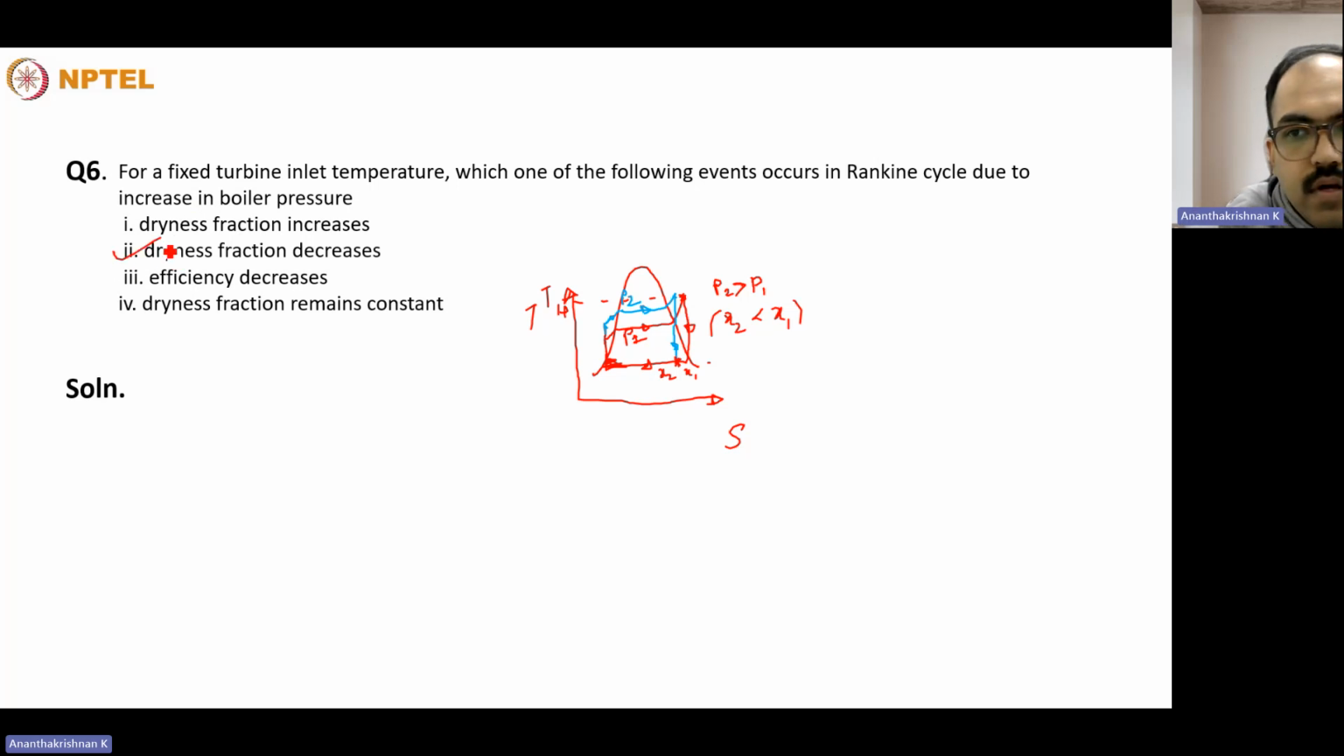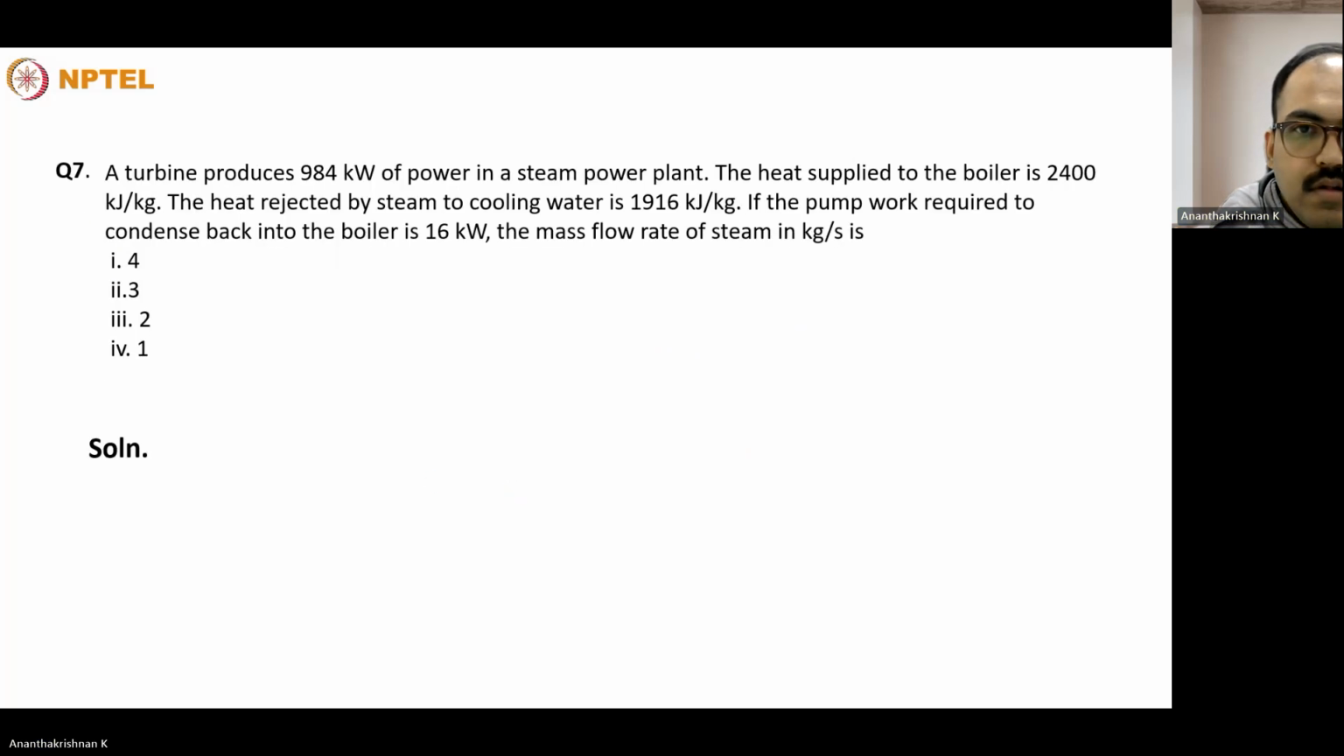We just need to look into the TS diagram and see where the exit of the turbine outlet will be, and it will be at a lower quality. Dryness fraction decreases straight away. That's all. That completes the initial set of multiple choice questions. Now we can look into a few numerical type questions.